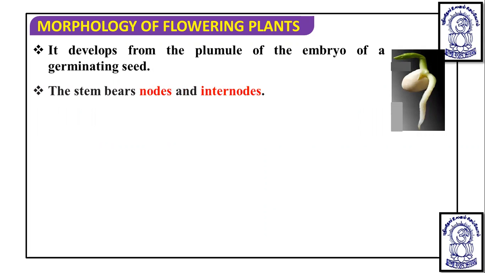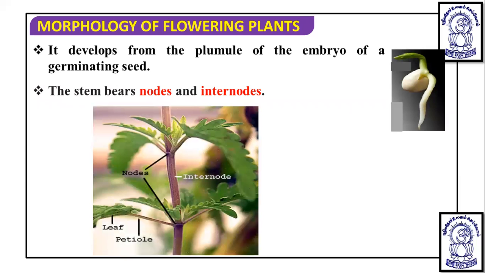If we talk about the structure, the stem bears some dense structures known as nodes, and the region of a stem which is present between two nodes is known as the internode. You can see this in the diagram. These are the condensed dense structures known as nodes, and the stem between two nodes is the internode. Over a node you will see the attachment of the leaf. So leaves are attached to the node.